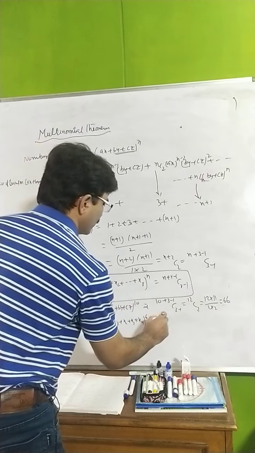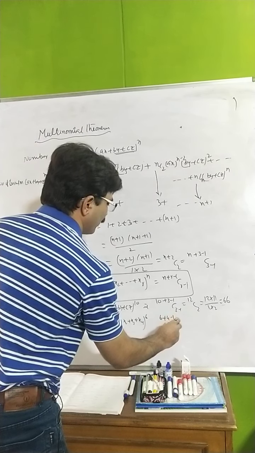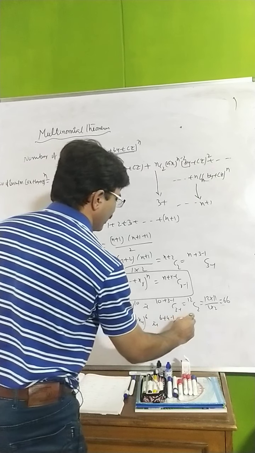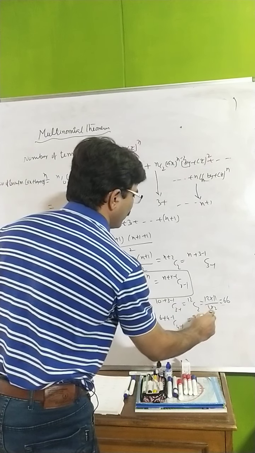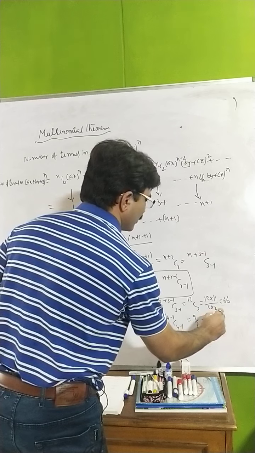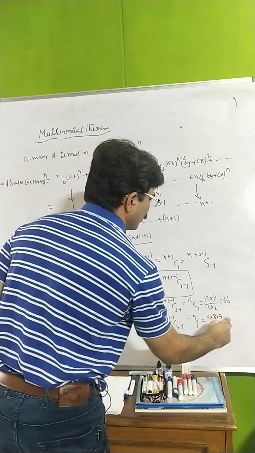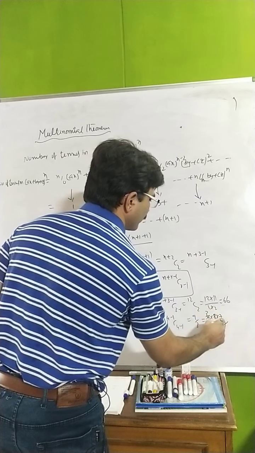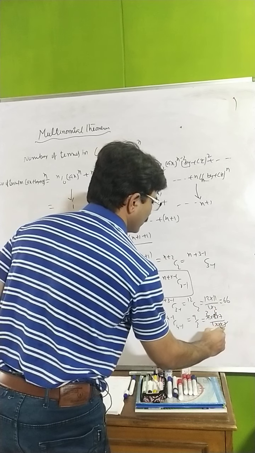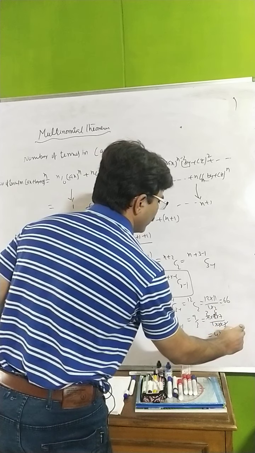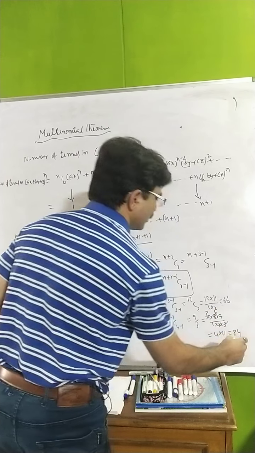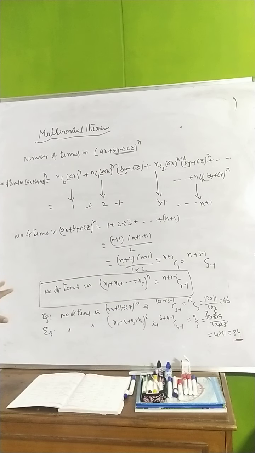Nothing will happen. 6 plus 4 minus 1 C 4 minus 1 is, here you can write 9C3. How much? 9, 8, 7 over 1, 2, 3. 3 is a, this is 4 is a. This is 4 into 21, that is 84 terms are there. Like this we can find the number of terms.